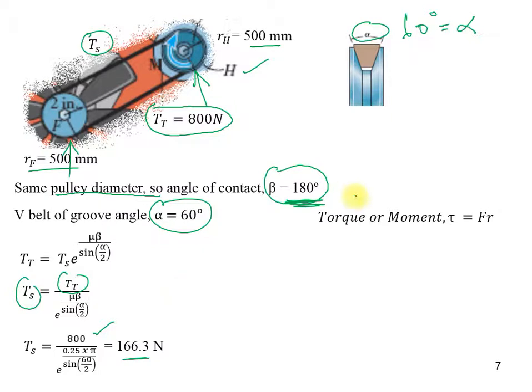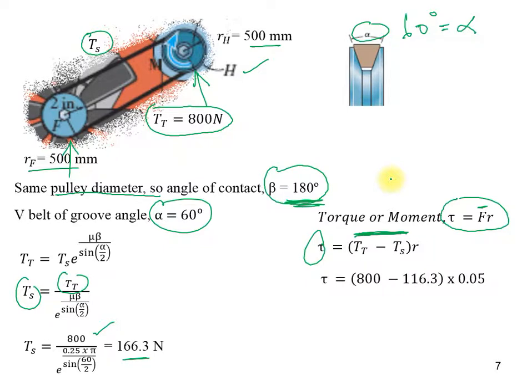The question is asking you to get the torque or moment. You know that torque is equal to the resultant tension of the belt times the radius of the pulley. The resultant tension you get from TT minus TS. When you multiply by the radius of the pulley, you'll get the moment or torque. So here we are, and you'll get the answer of 31.685 Newton meter. So that's all guys for today. Thank you very much.